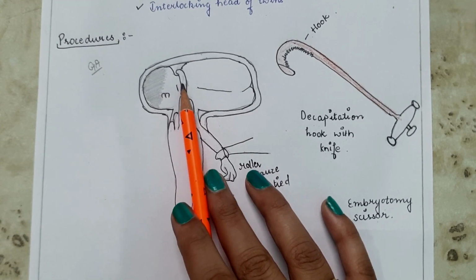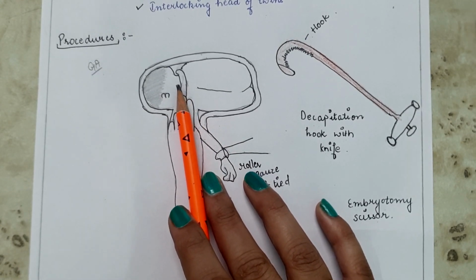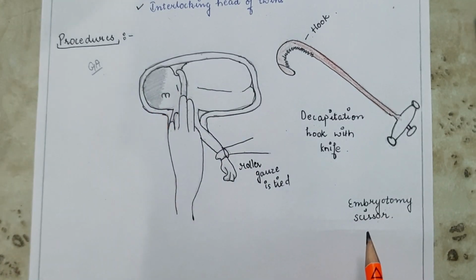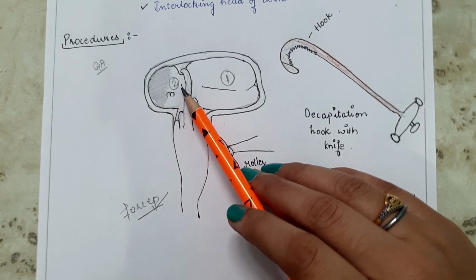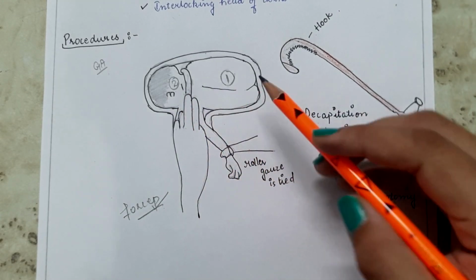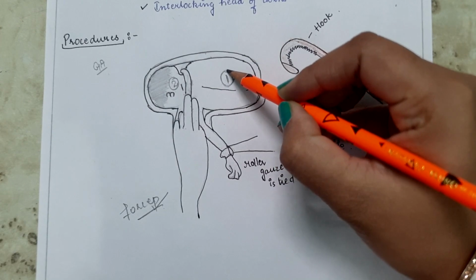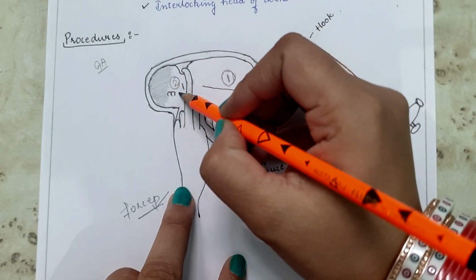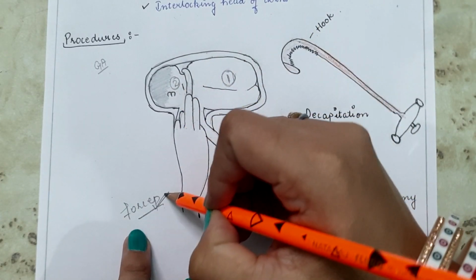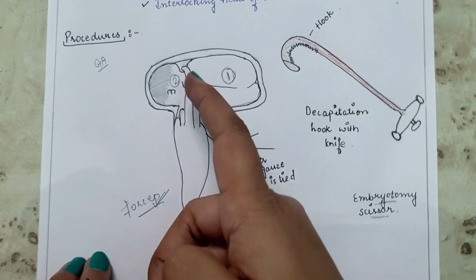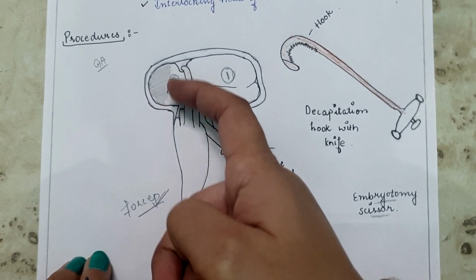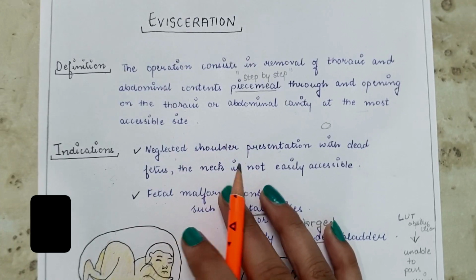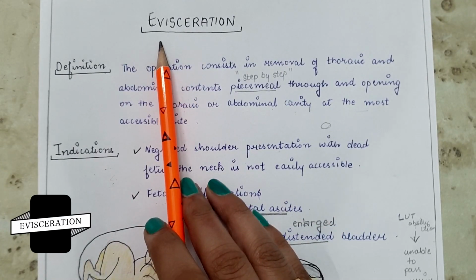The tissues which are left intact are separated with the help of an embryotomy scissor. When the fetal head is completely separated from the fetal trunk, deliver the fetal trunk first by giving traction on the arm, and then deliver the fetal head either with the use of forceps or by putting a finger into the mouth of the fetus, and then with the help of traction the fetal head will be born. The third type of destructive operations is evisceration.